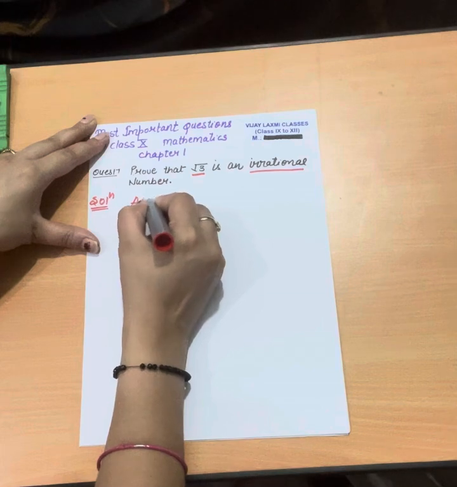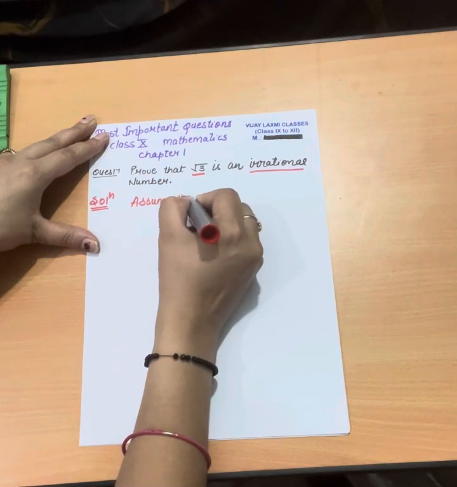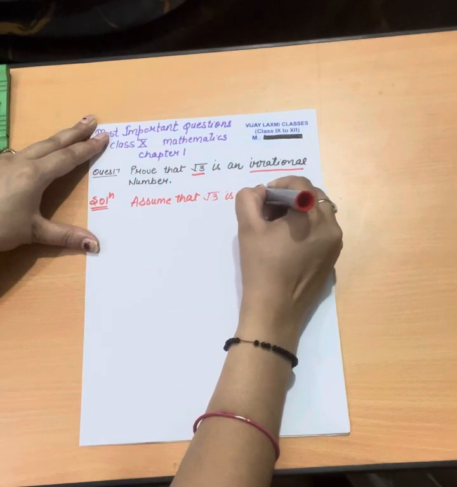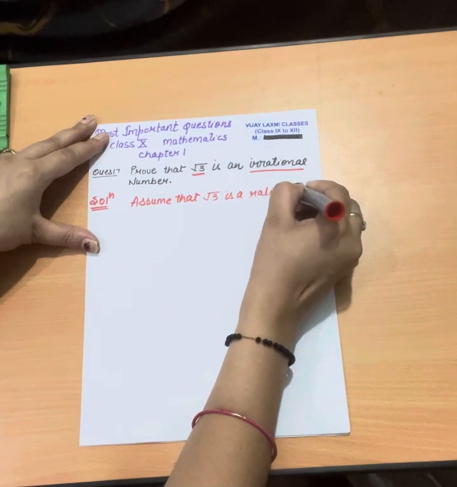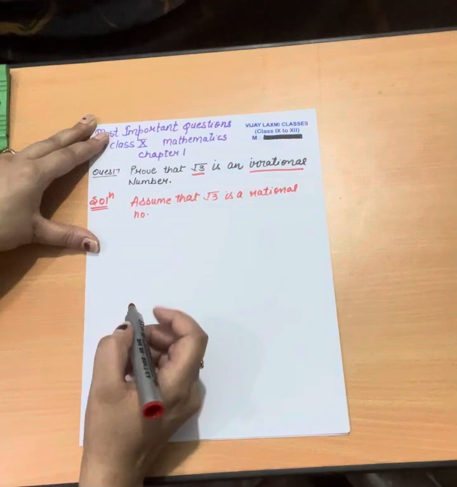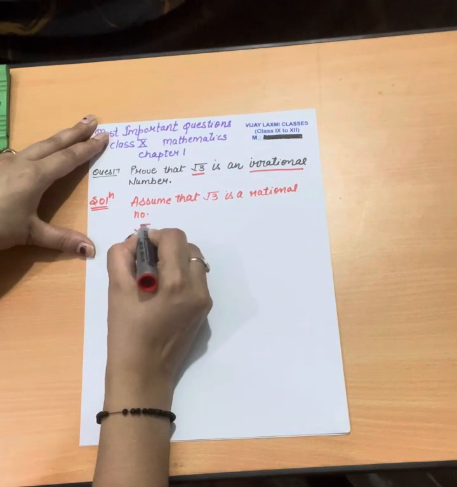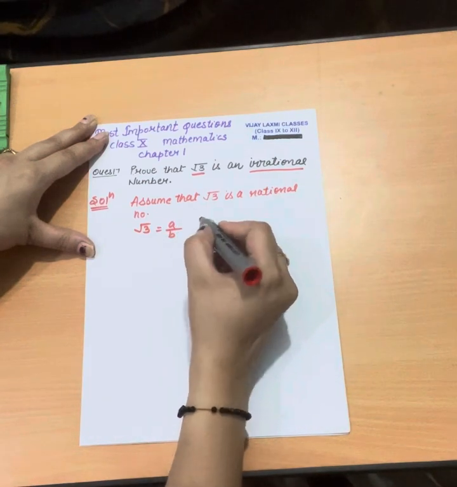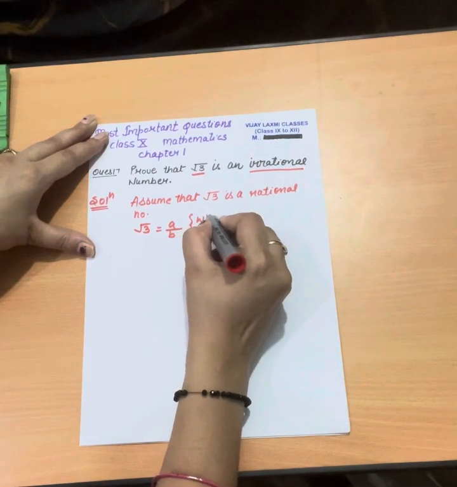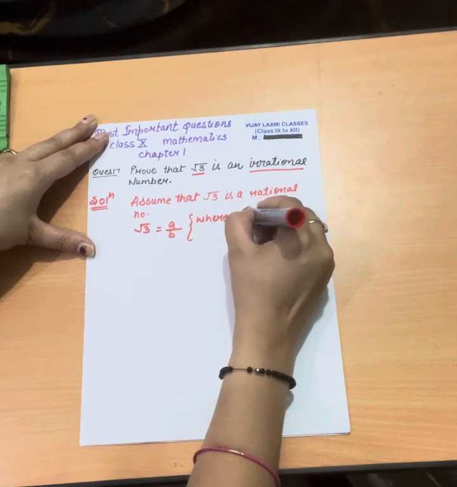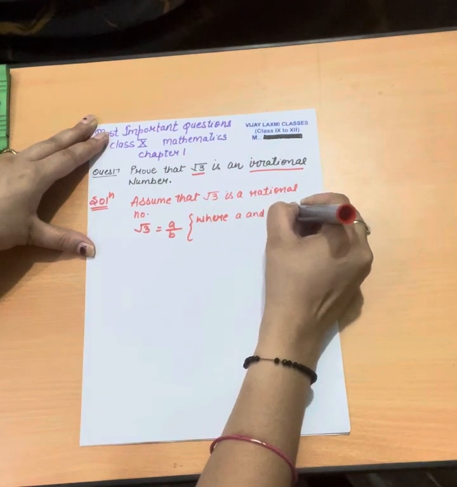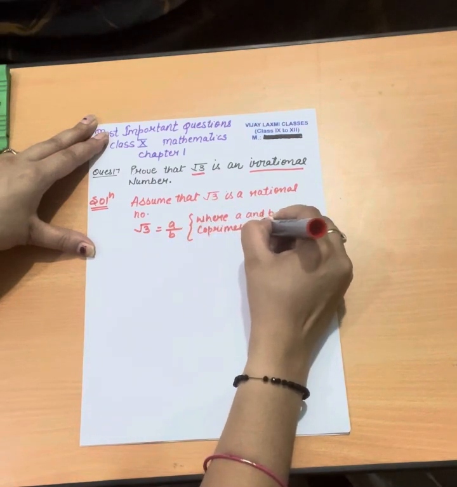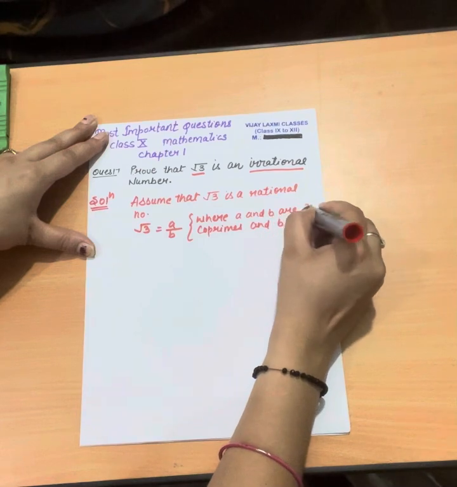Assume that root 3 is a rational number. So we will take root 3 is equal to a by b, a rational number in the form of p by q, where a and b are co-primes and b is not equal to 0.